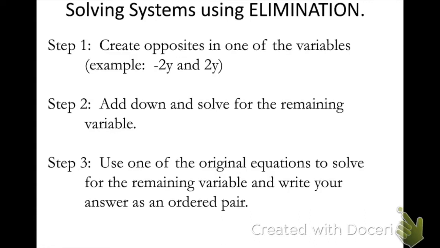Step 2 is we're going to add the two equations together. So we're going to add down, and it's going to eliminate whichever variable you made opposites in because they will add up to 0. And we'll be able to solve for whichever variable is left. Step 3, go back and find the other half of your ordered pair.